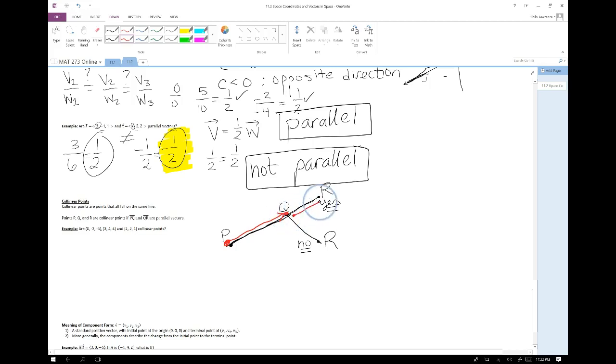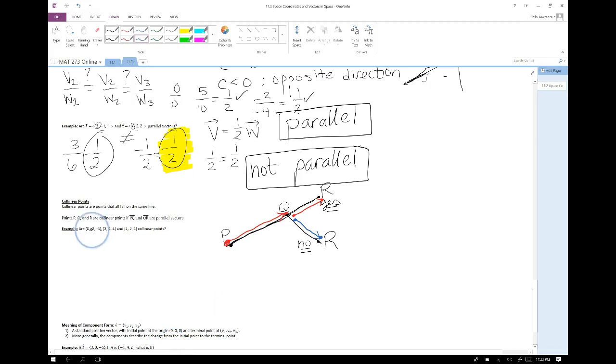And here's vector QR. Notice that those vectors are pointing in the exact same direction. They're not necessarily the same length, but if all 3 of those points are on the same line, then those vectors will point in the same direction. If they're not in the same line, then PQ and QR will not be parallel. They point in completely different directions, not just opposite.